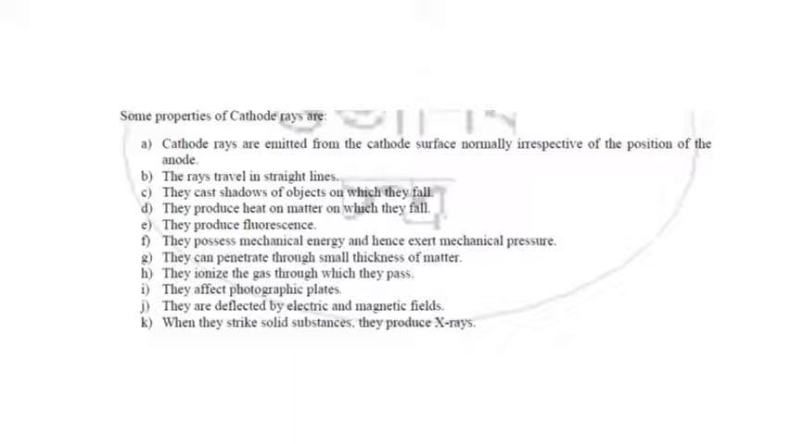They affect photographic plates. If you have a photographic plate, as they form images also, they can affect the photographic plates. They are deflected by electric and magnetic fields, and when they strike on a solid substance, they produce X-rays. Cathode rays are also used to generate X-rays. In all X-ray equipment, we have this electron cathode ray and electron gun.